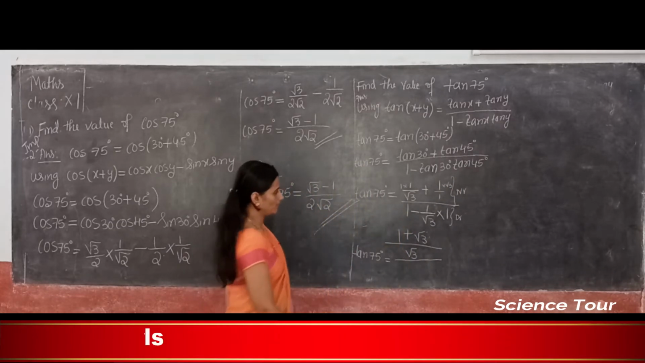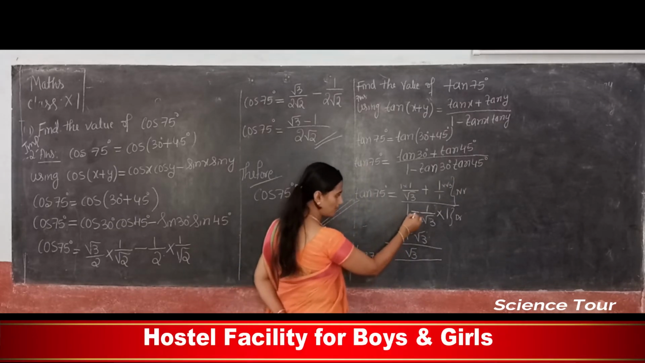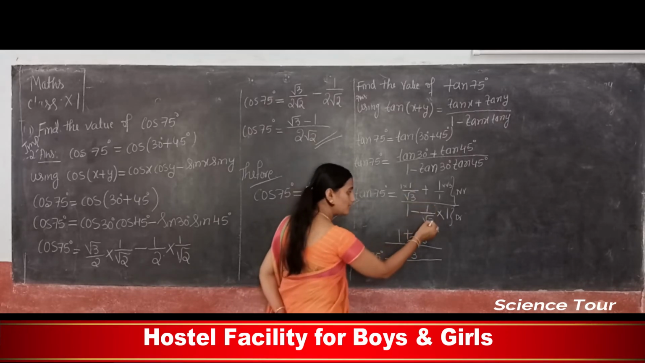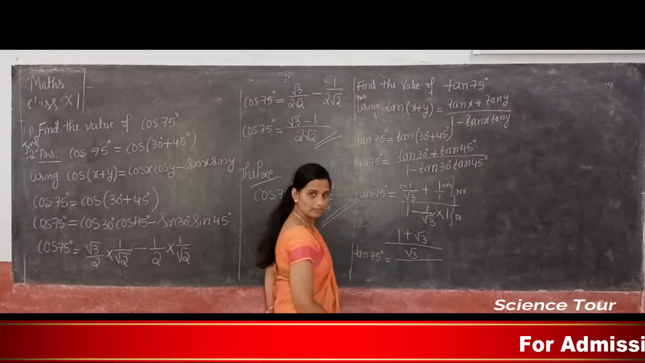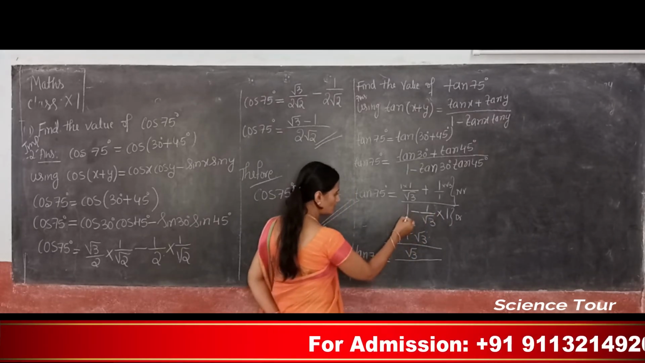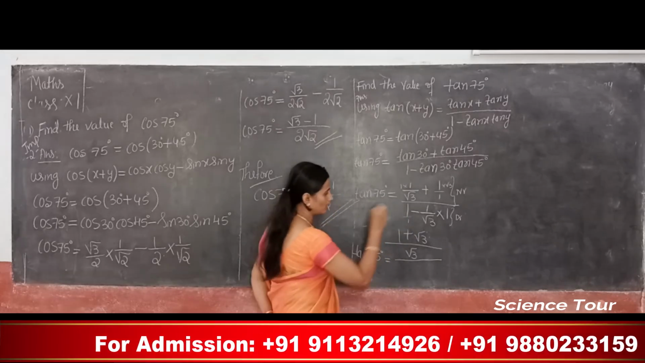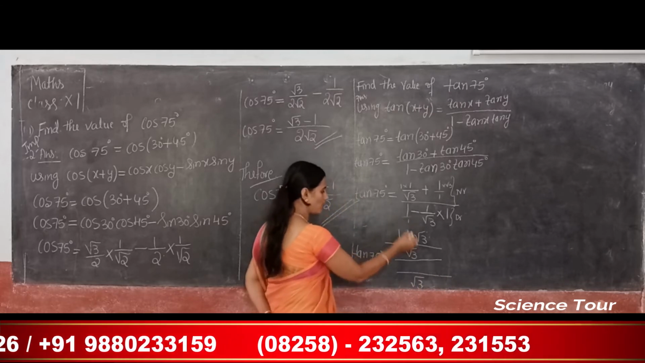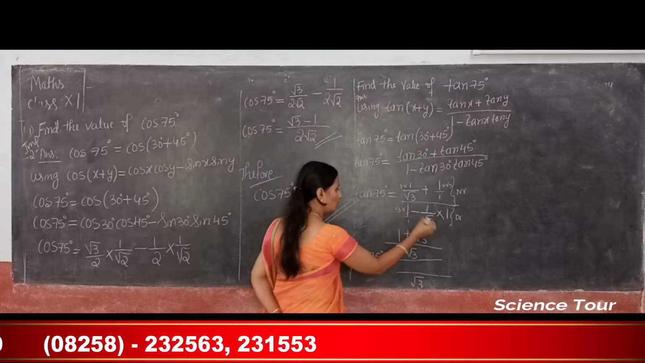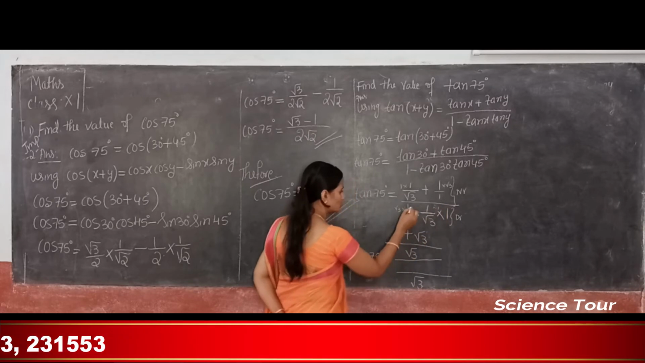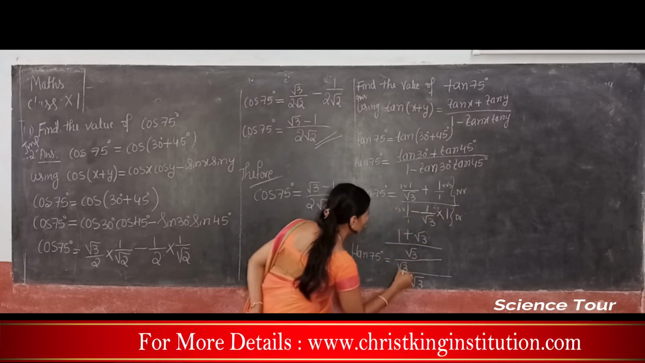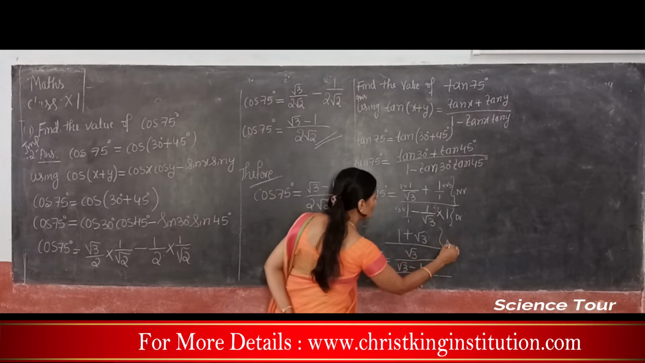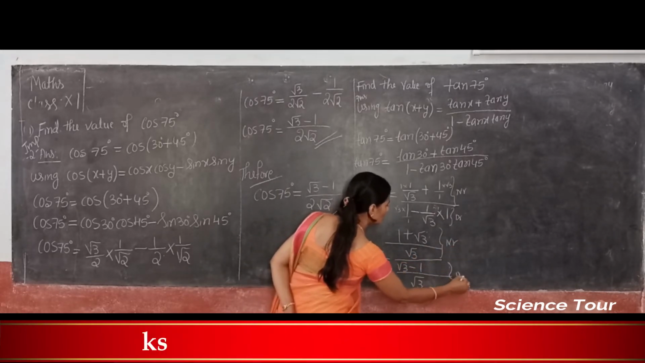Now see the denominator. Denominator is 1 minus 1 divided by root 3 into 1. 1 divided by root 3 into 1 means it is 1 by root 3. Now 1 is 1 by 1. So root 3 and 1, the LCM is root 3. 1 into root 3 is root 3, minus 1 into 1 is 1. So this is your numerator part and this is your denominator part.